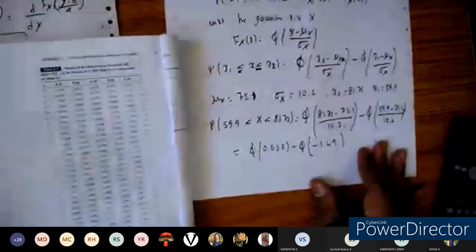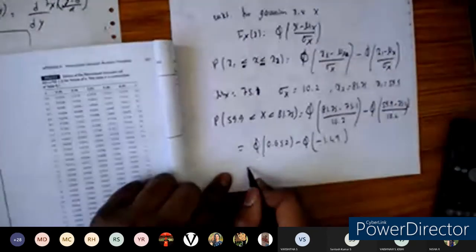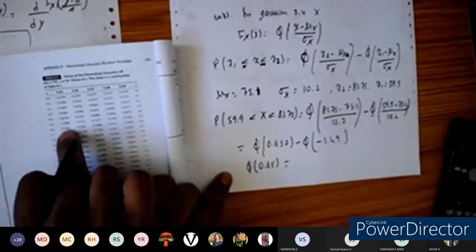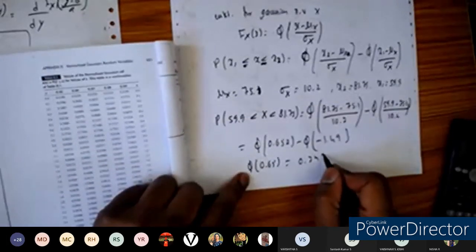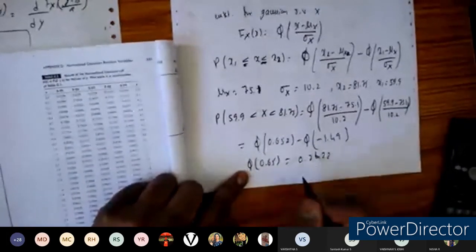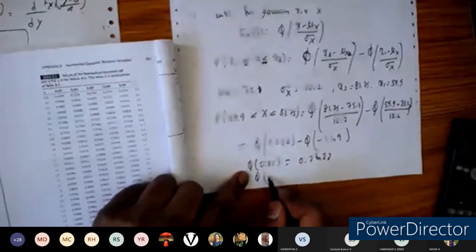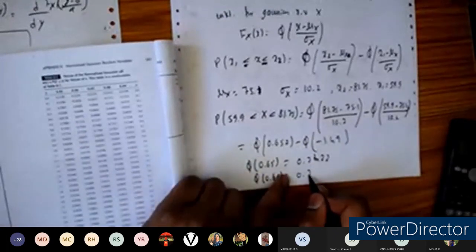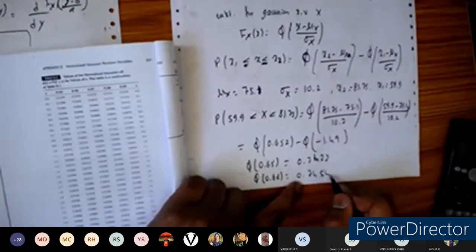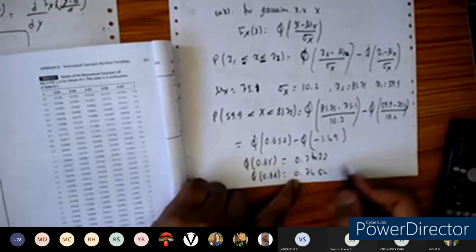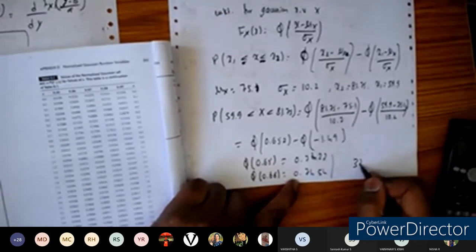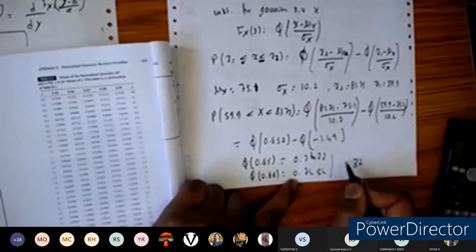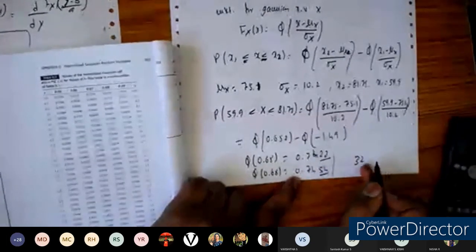I'm going to write the values here. The value for 0.65 is 0.7422, and the next value, for 0.66, is 0.7454. If you see the difference between these two, it is 32 points. I'm going to take the last two decimal places, so it is 32 units.